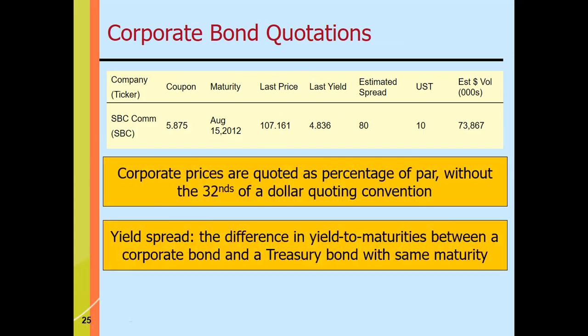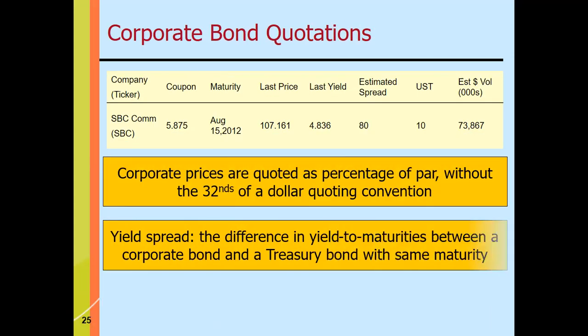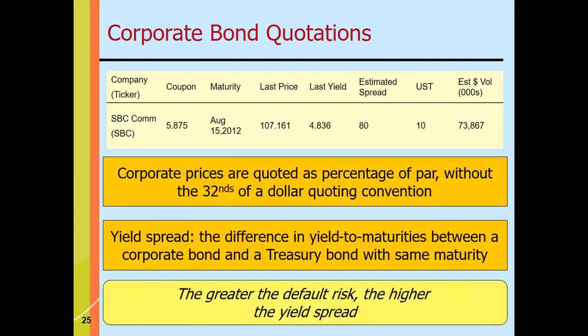Then the yield spread is the difference in yield to maturities between a corporate bond and a treasury bond with the same maturity. This is one thing that we should take note of. So going back to the slides, for ask yield, that's the yield to maturity on the ask price. And we have here the yield spread. The greater the default risk, the higher the yield spread. This is one thing also that we have to take note of.